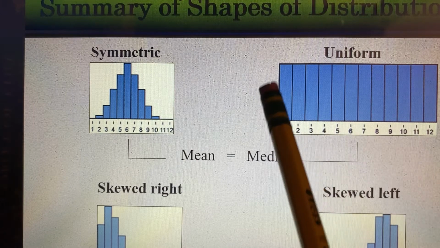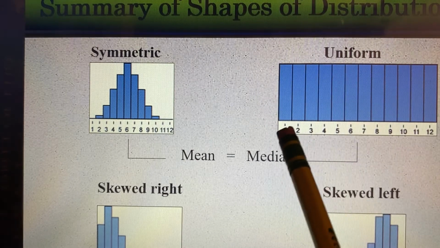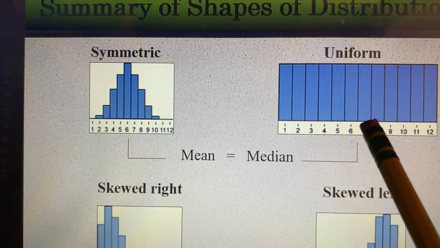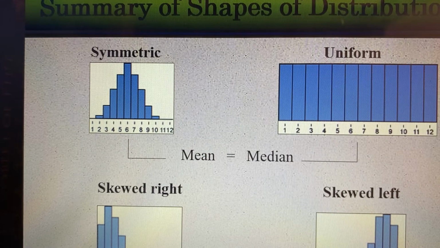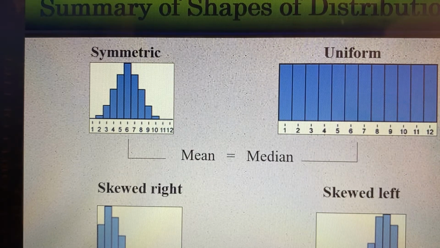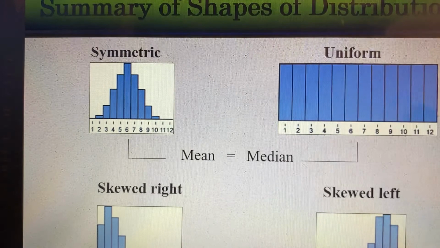And uniform ends up looking like a rectangle because each one of your data entries is occurring the same number of times. So all of the frequencies or the height of the bars would be the same, and it creates that nice rectangle shape. So uniform is a rectangle, symmetric is the same on both sides.